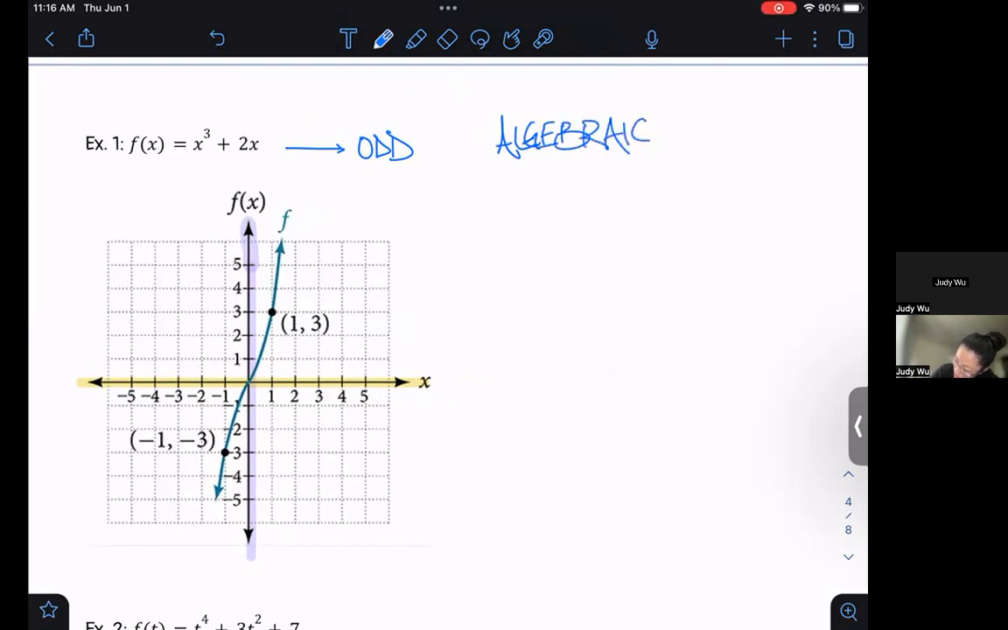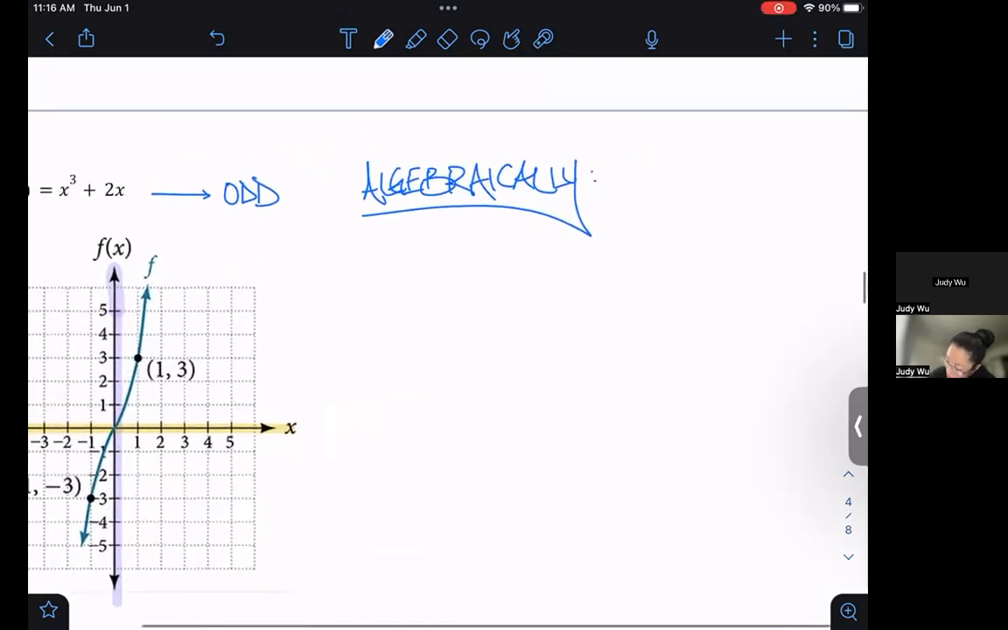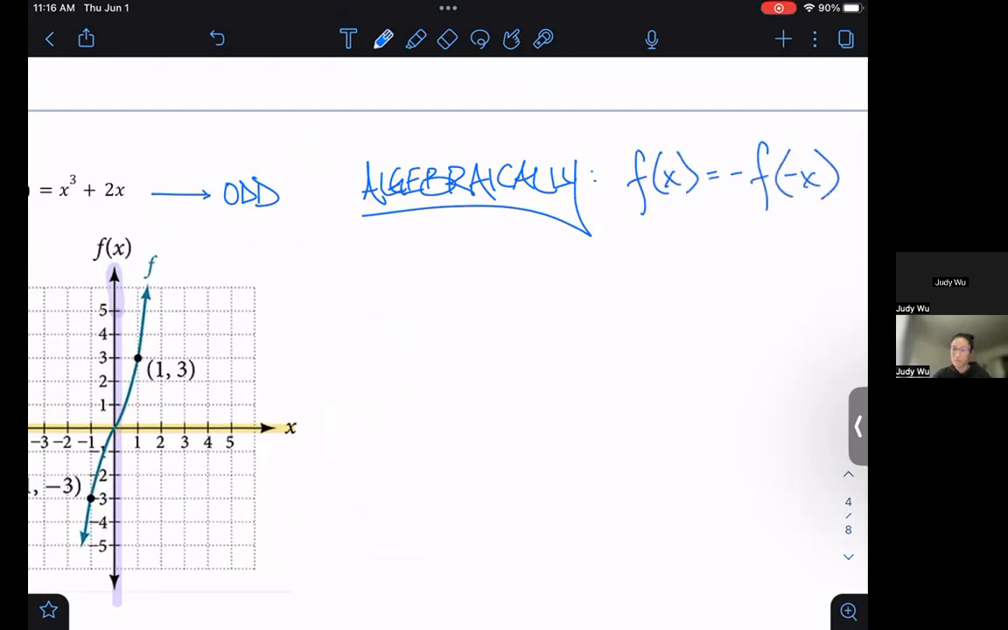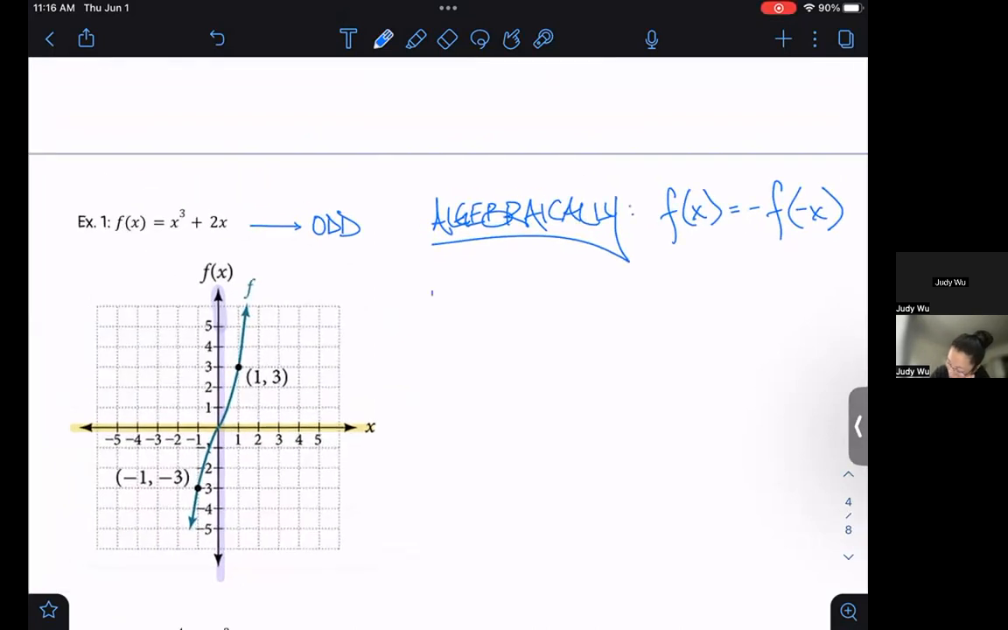So algebraically, we know that if it is odd, f of x will equal negative f of negative x, okay? So that's what we want to show. The first thing we're going to do is find f of negative x. And all that means is we're going to grab our f equation, and everywhere we see an x, we're replacing it with negative x.